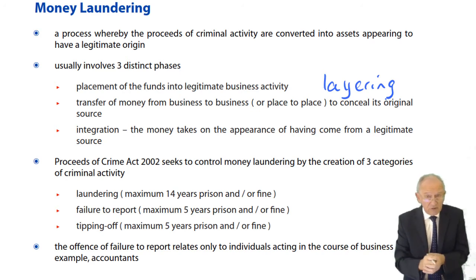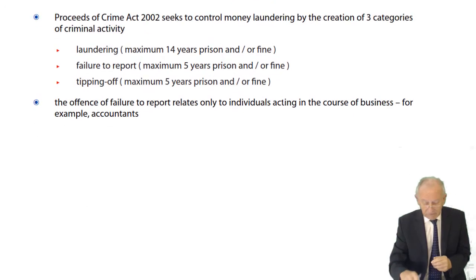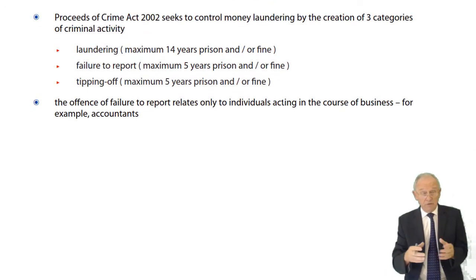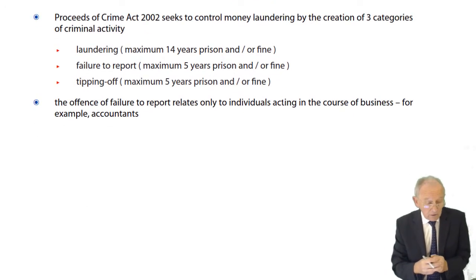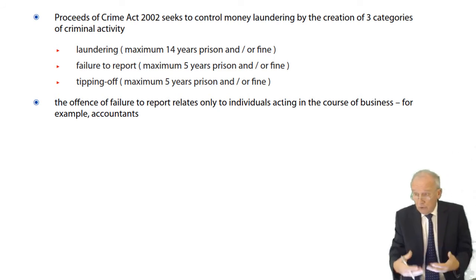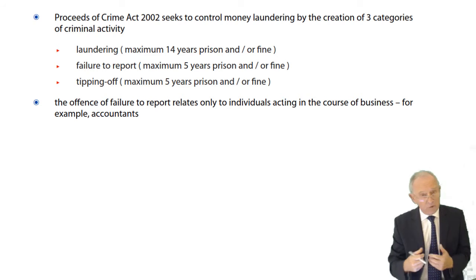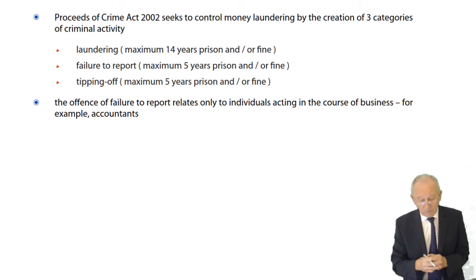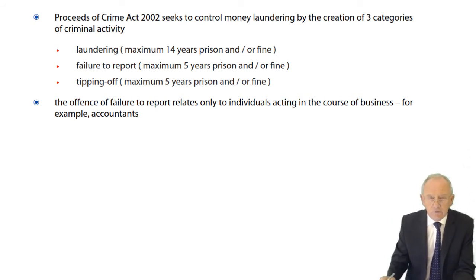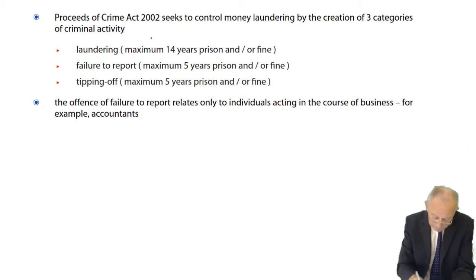And there are three offences as a result of money laundering. If you're found guilty, or if you hear of somebody found guilty of money laundering, then there are three offences under which they may be found guilty. First of all, there's laundering itself, the activity of following this procedure in order to clean up your dirty money. Secondly, there's a failure to report.